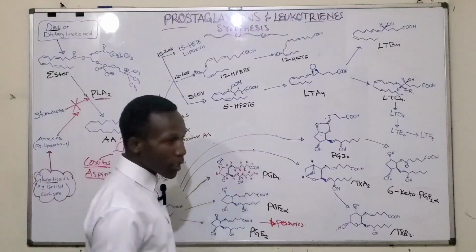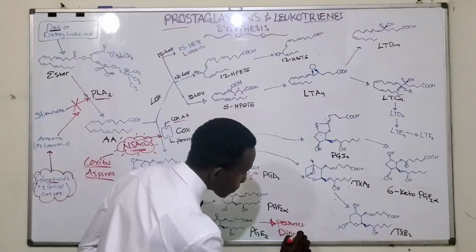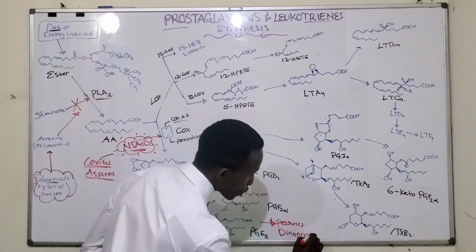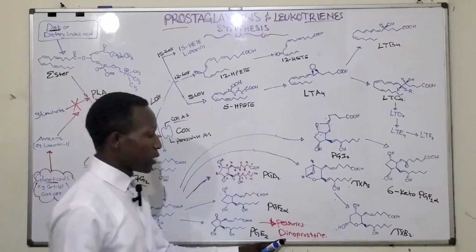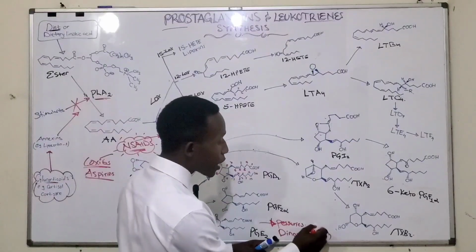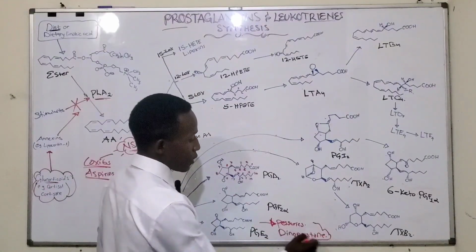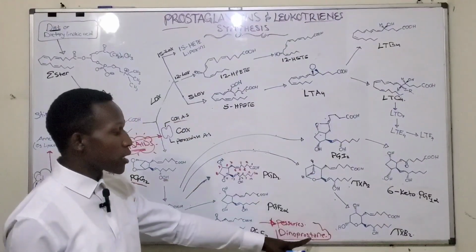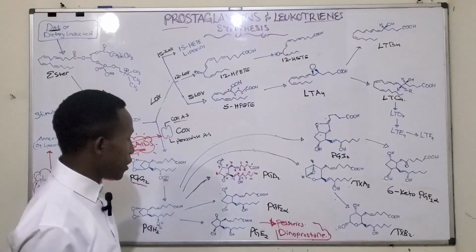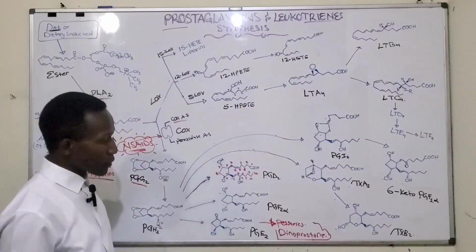And also, we have drugs like dinoprostone. This drug can be used for mid-term abortion, due to its activity on the uterus, which leads to contraction. So it can be used in mid-term abortion.